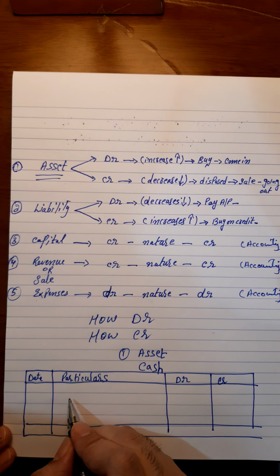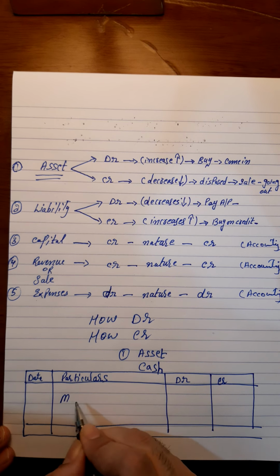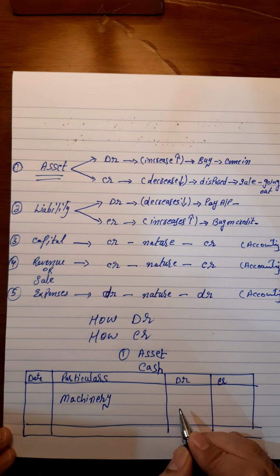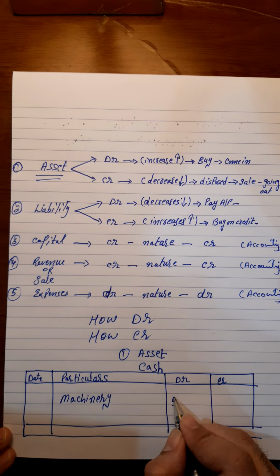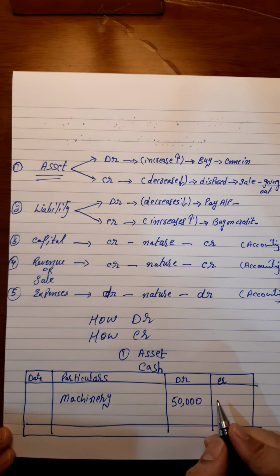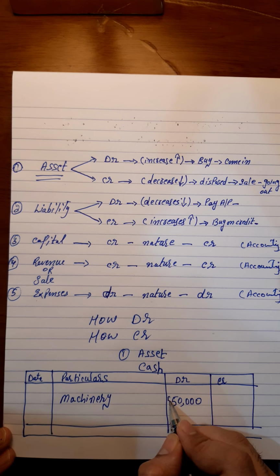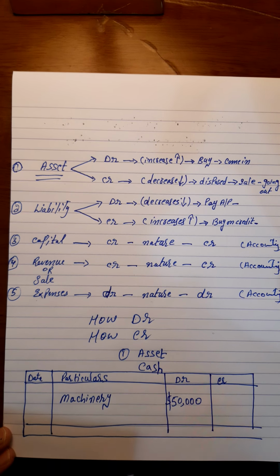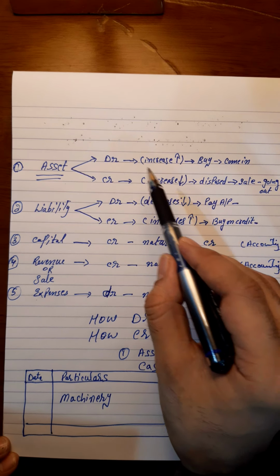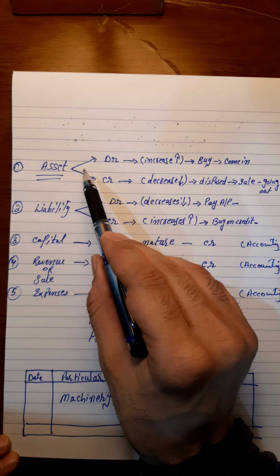For our asset, we bought machinery. We purchased machinery of $50,000. So machinery is an asset. Machinery comes into the business. Machinery is an asset.